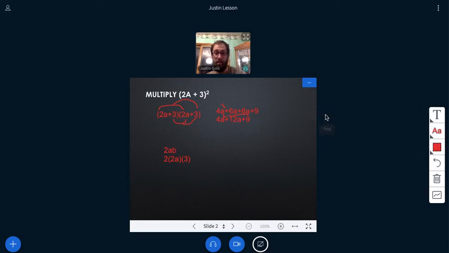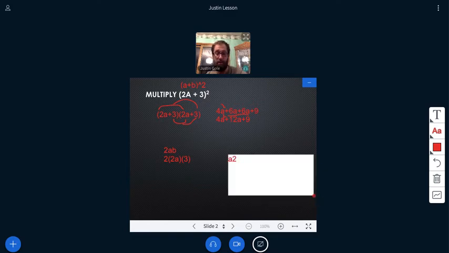Remembering that this is (a plus b) squared, my final answer should be a squared plus 2ab plus b squared. That is what the rule is we're going to get. It's just a fancy representation of the first term squared, which is 2a squared, which is 4a squared.